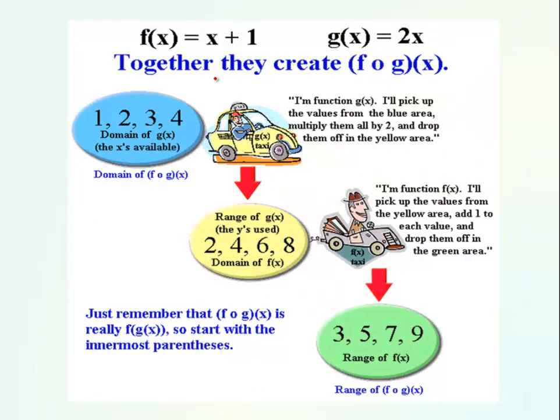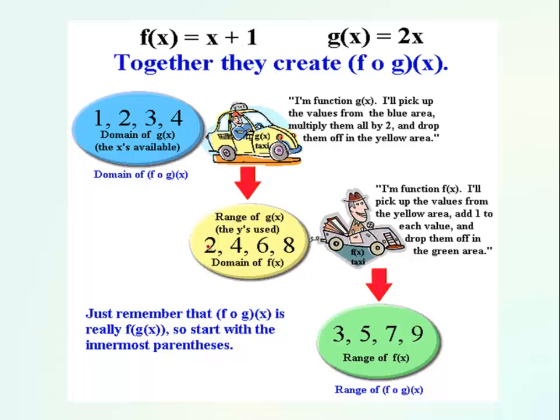Here we have some interesting diagram that may help you to understand the composition of functions. For example, we have 4 numbers, 1, 2, 3, 4, in the domain of the g function in the blue region. Those numbers can travel by g function to go to the yellow region, and since g is doubling the numbers, those numbers become 2, 4, 6, 8. So that will be the range of g function, and the range of g function becomes the domain of the following f function, the next one.